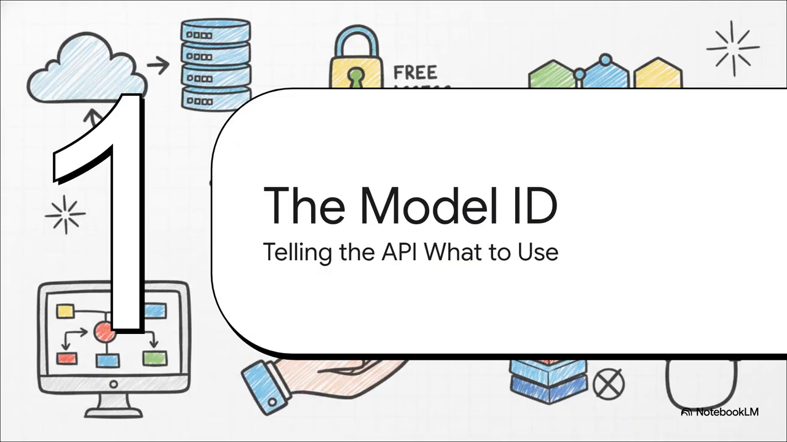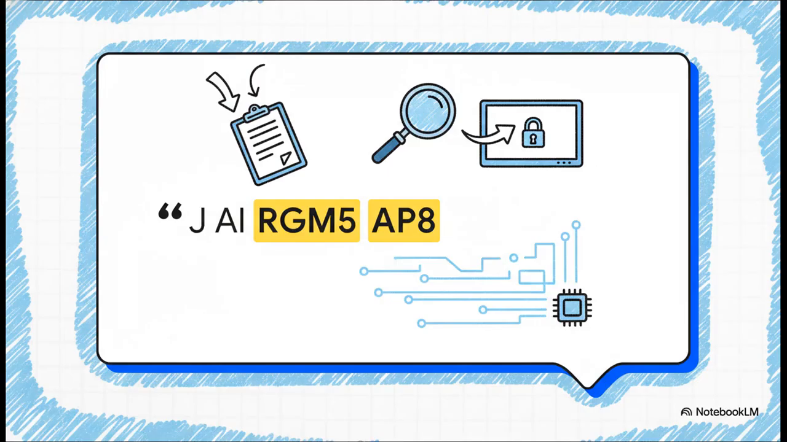Easy. Okay. We're on the home stretch now. We have the address, we have the key. The very last step is to tell the server which specific model we want to use, and that's where the model ID comes in. And here is the final crucial piece. The model ID is AI RGM5 AP8. Now, my advice, don't even try to type this out. Just go down to the description below this video and copy and paste it directly. One wrong letter or space and this whole thing won't work, so let's just get it perfect the first time.